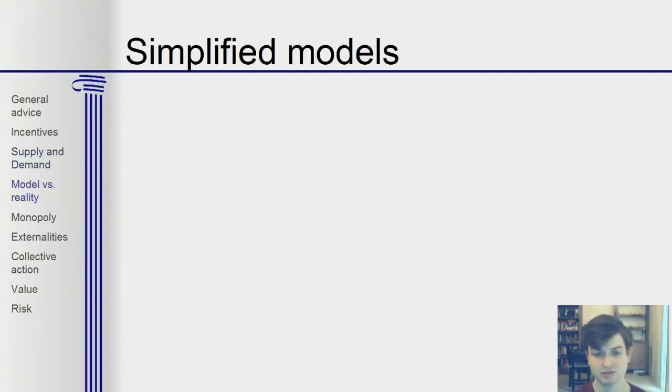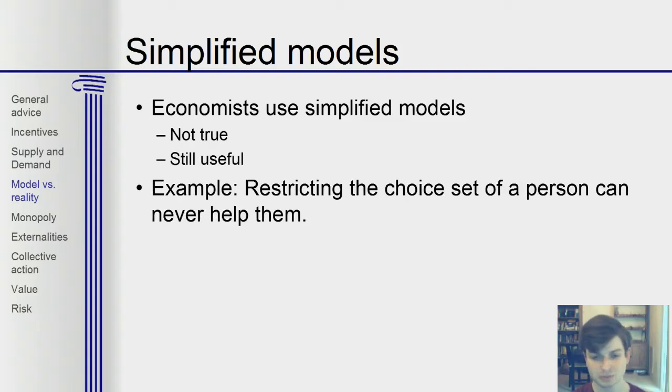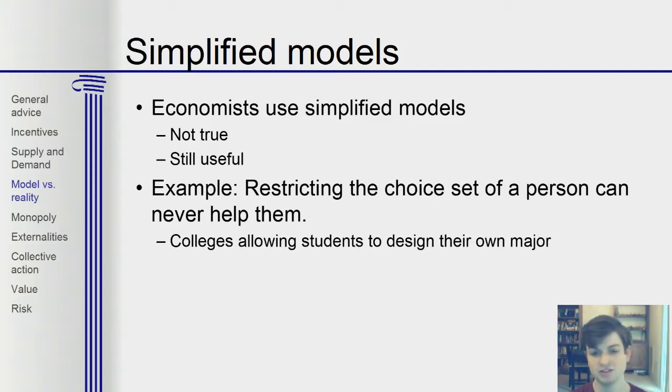Now, it's worth stopping for a second and talking about how economists see models. So economists model things with simplification, right? These are simplifications that are not really true. They oversimplify reality. They abstract away a whole lot of complications. But they are still useful. So, as an example, let's think about the idea that restricting the choice set of a person can never help them. Right? This is a common argument made, and it basically says giving people more options is always good for them. Right? You could imagine arguing that a college should allow students to design their own major.